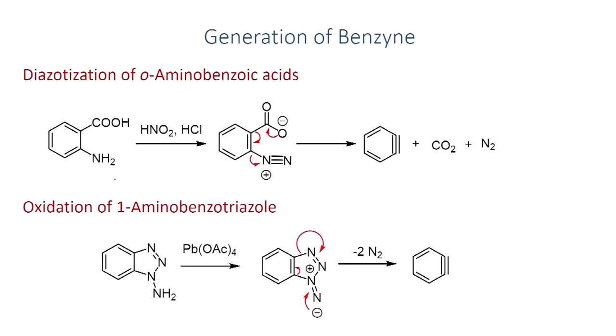The first example involves the reaction of anthranilic acid to give the disodium salt. Once you form the salt, it readily undergoes elimination to give benzyne as an intermediate. Once you form the benzyne, it can be further reacted with the nucleophile to give the addition product.